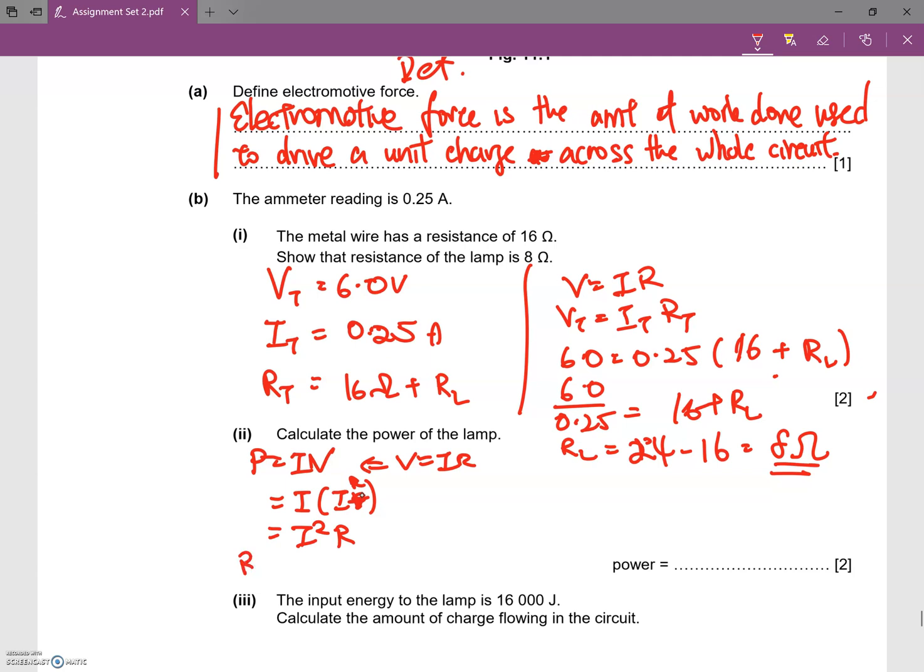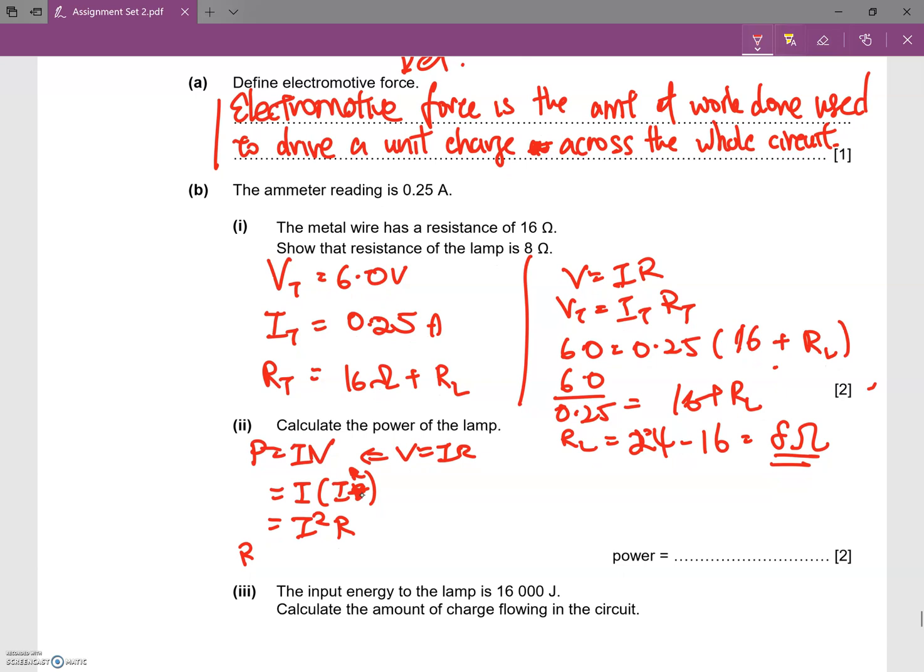So to find the power of the lamp, P of the lamp will be equals to I of the lamp square times the resistance of the lamp. So the power of the lamp will be equivalent to 0.25 squared, multiplied by 8. So what I'm going to get will be 0.50 watts. So that's the power.